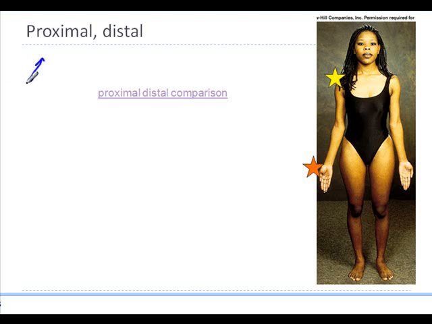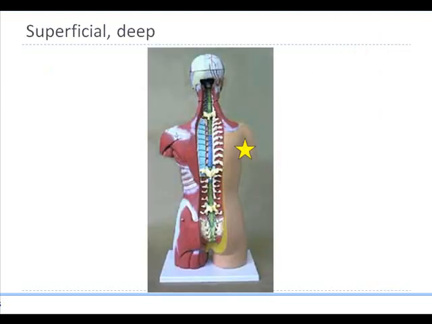So, for example, the arms would be proximal, and let's just look at these two parts. The shoulder is closer, so this would be proximal to the hand. The further away you are, it's distal. So the feet are distal to the knees. You may want to try a couple of different scenarios to get the feel of the terms proximal and distal.